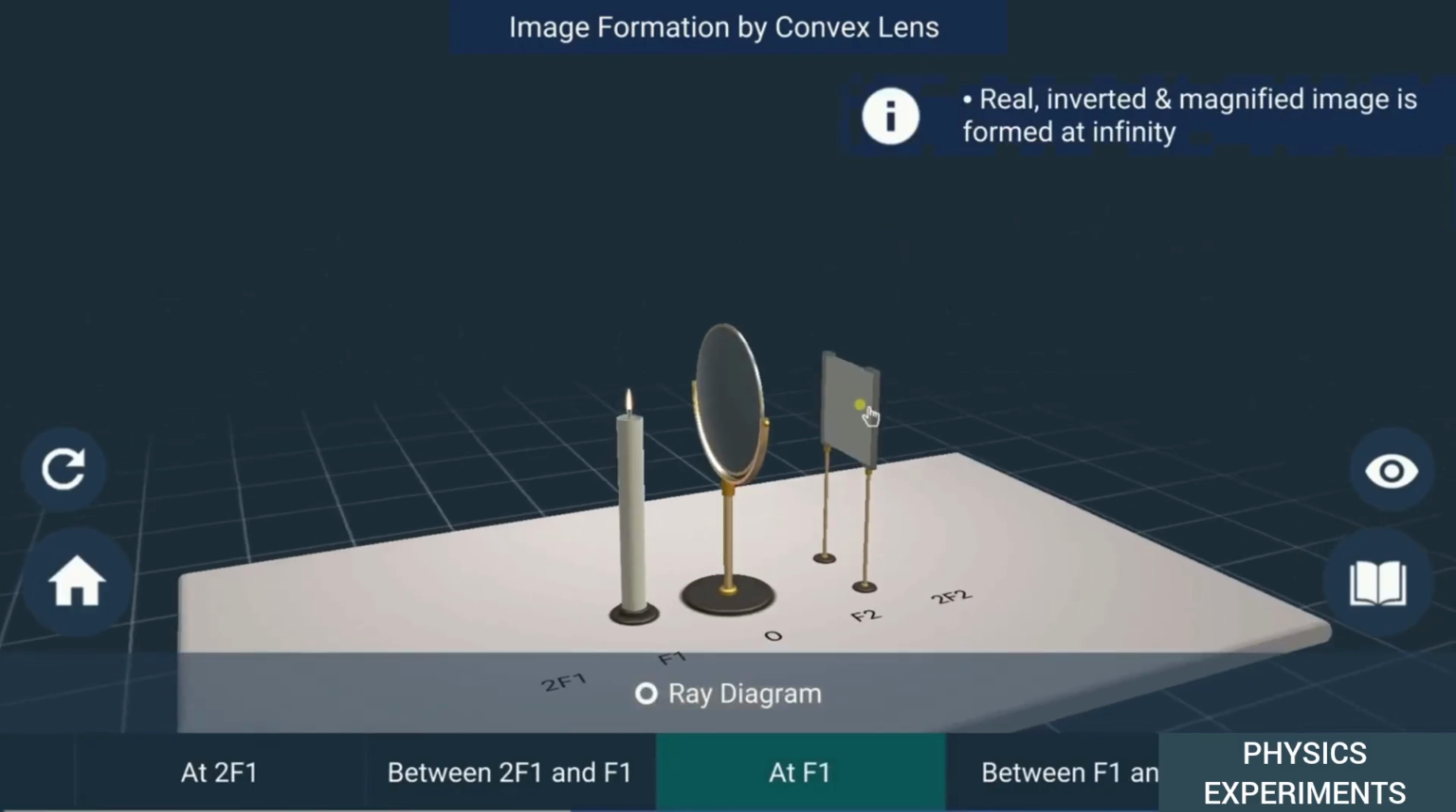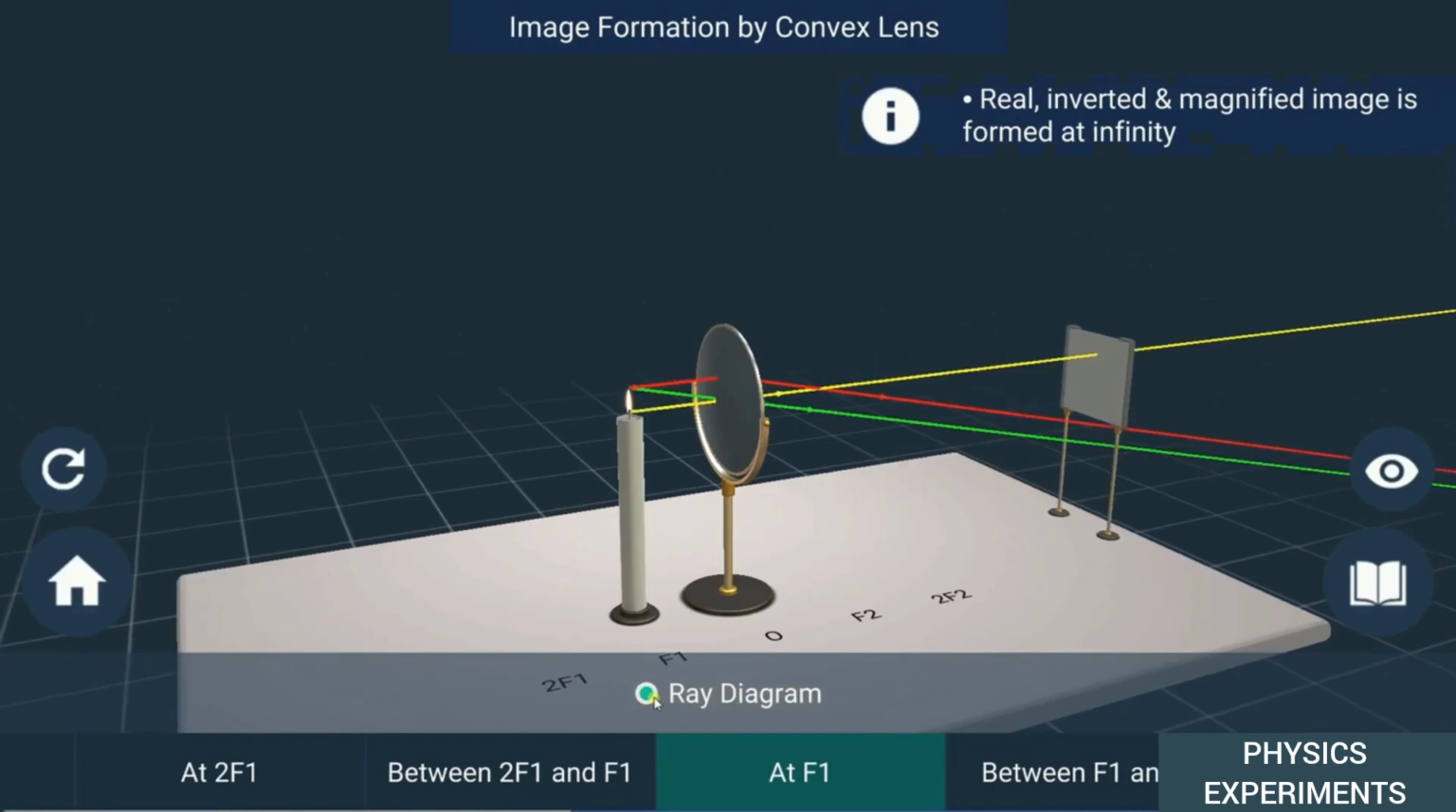We can see that an image could not be captured on the screen at a very large distance. This can be verified with the help of ray diagram. Here, we can see that a highly enlarged image is formed at infinity.